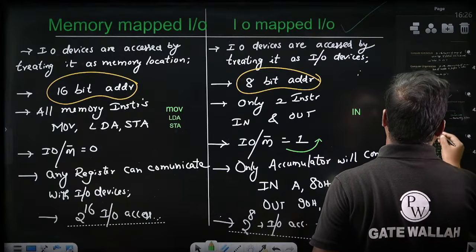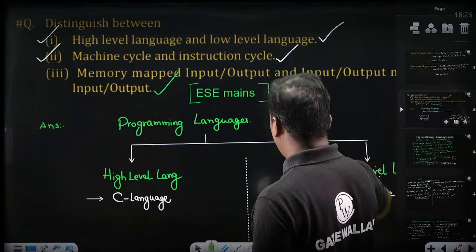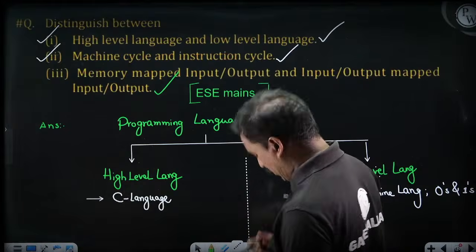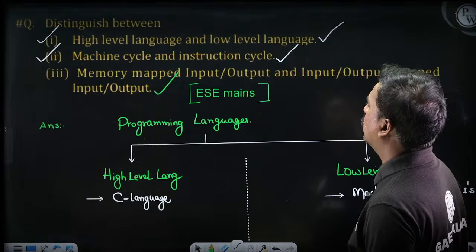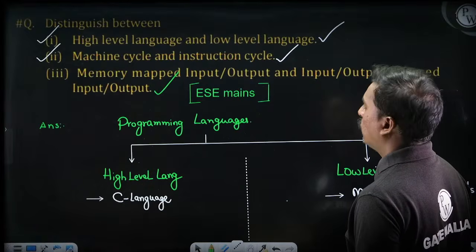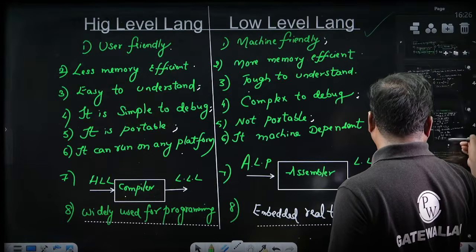First one, high level language and low level language. Second one is machine cycle and instruction cycle. Third one is memory mapped IO and IO mapped IO. We have discussed that. So these are the differences.